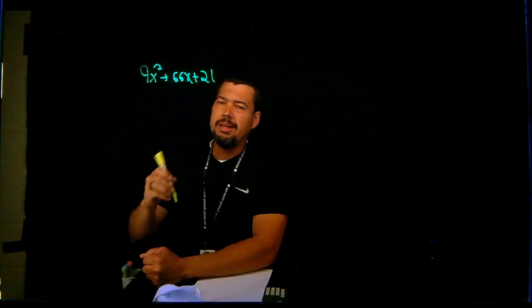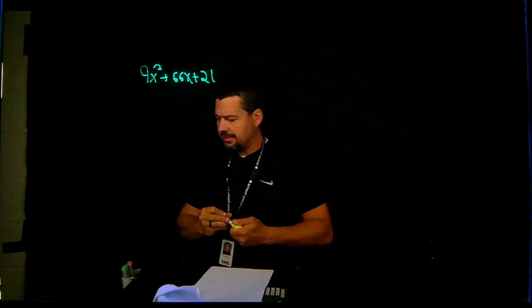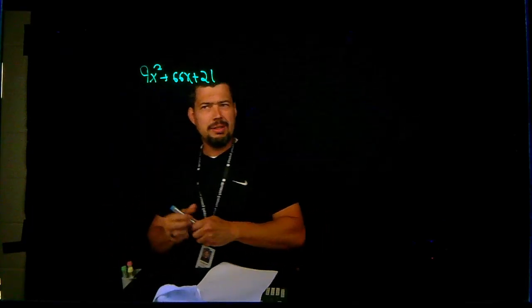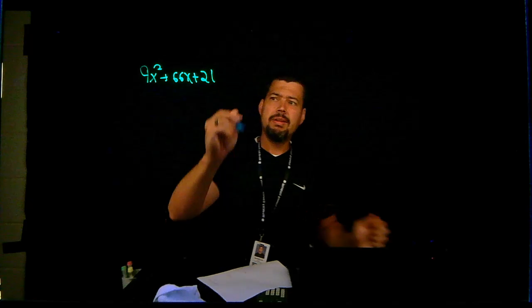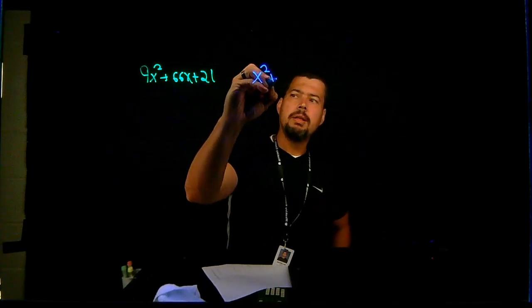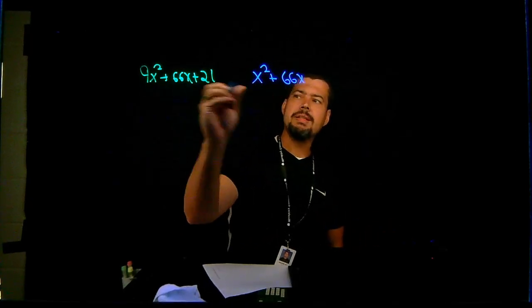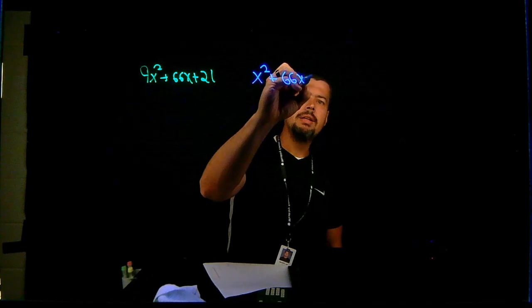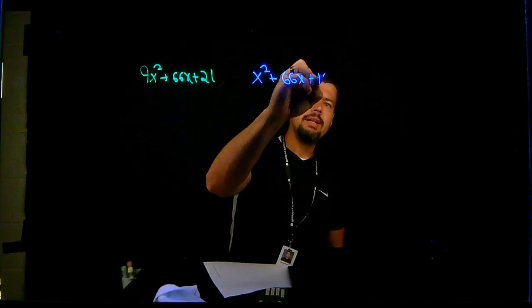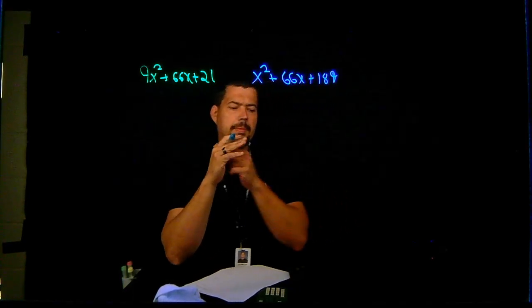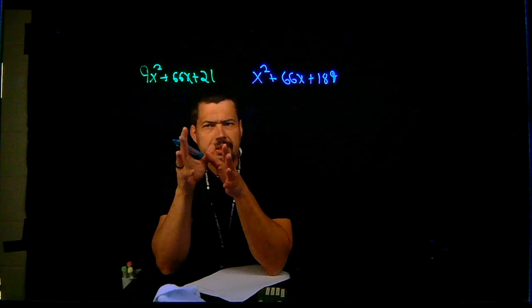Next up on our menu here is 9x squared plus 66x plus 21. Now, if I just started this one off with slide and divide, I would have a bit of a problem here. I would have x squared plus 66x plus 9 times 21, which is 189. And the numbers are kind of big.